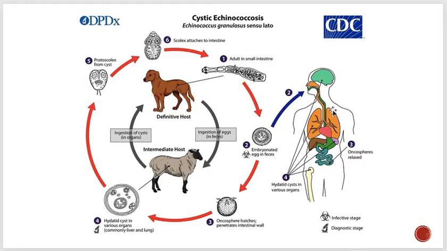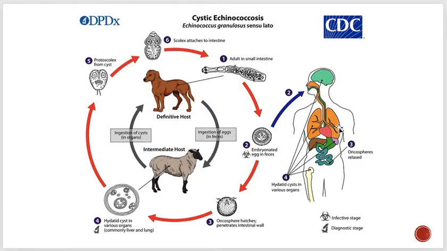But if it escapes the circulation, of course, it can reach the bones, the brain, the skeletal muscles, the kidneys, it can reach anywhere. Now, the signs and symptoms in humans depend upon the location, the size, and the number of cysts present in the infected tissues.